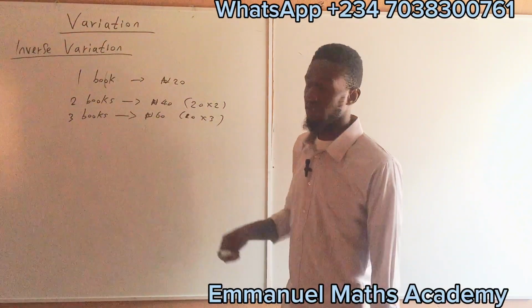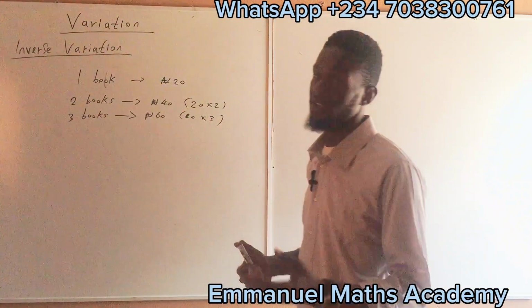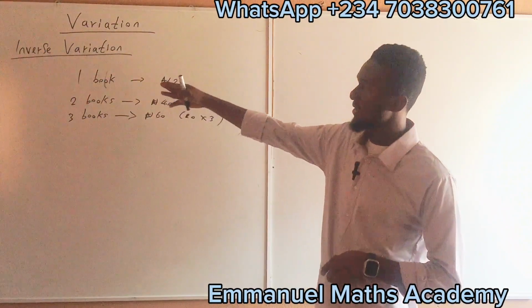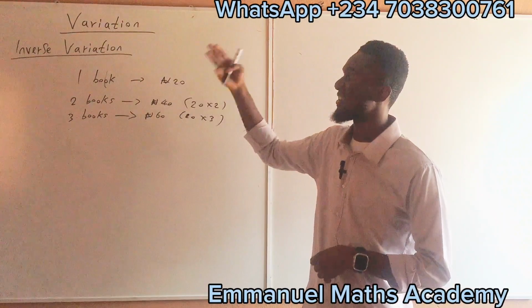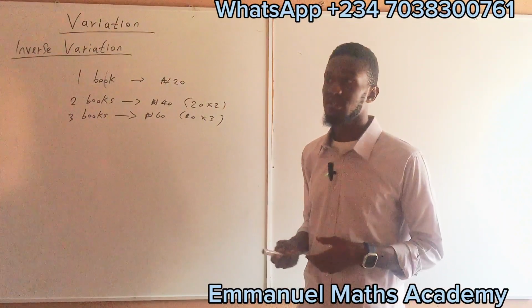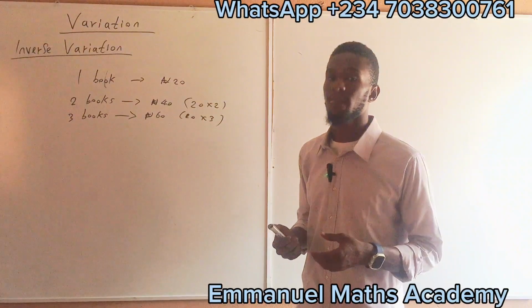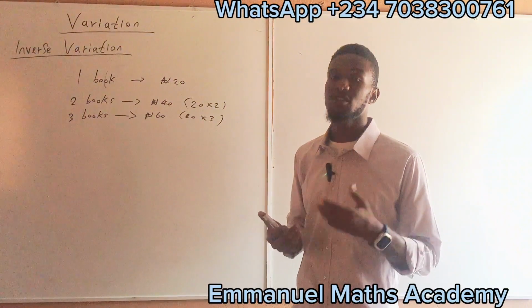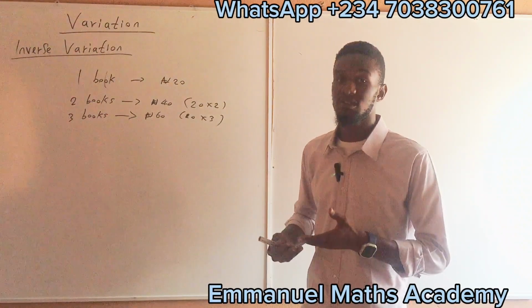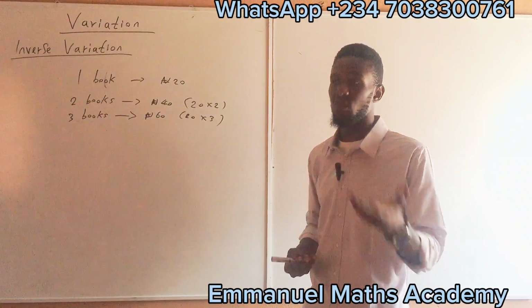Then we also looked at the types of variation, direct variation. Now today we'll be looking at another type of variation, which is called inverse variation. Inverse variation simply means a type of variation whereby an increase in one quantity will bring about a decrease in the other quantity.